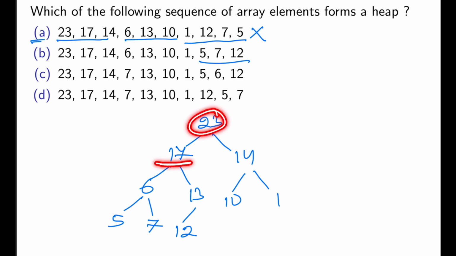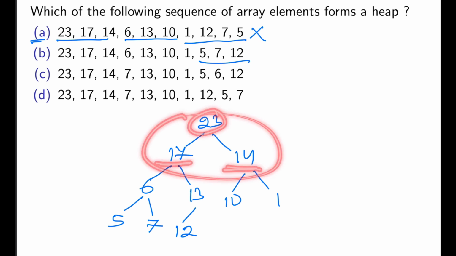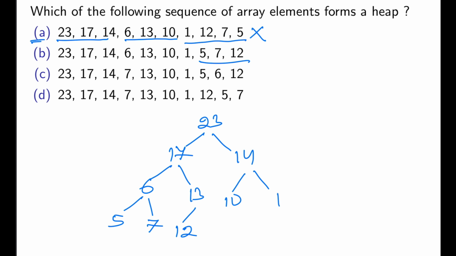23, 17, 14: here the property is satisfied. Then 17, 6 and 13: here also the property is satisfied. Now 14, 10 and 1: here also satisfied. Then 6, 5, 7: here it is violated, so 6 is less than its child value 7. For this part the property is violated, so this is not a heap.